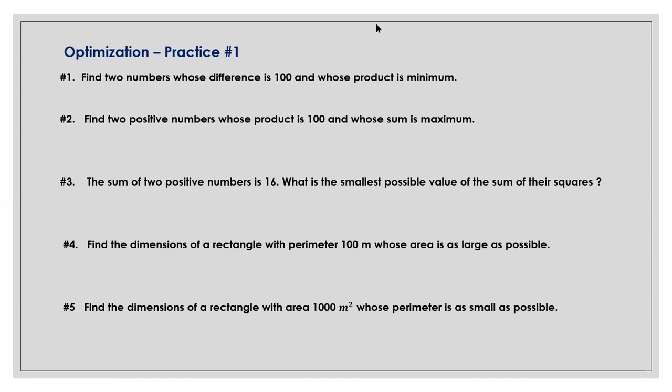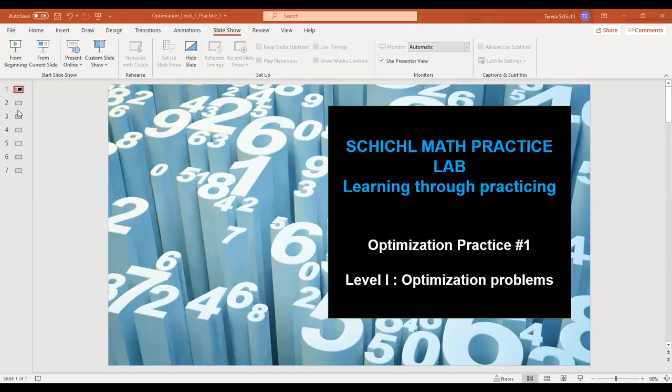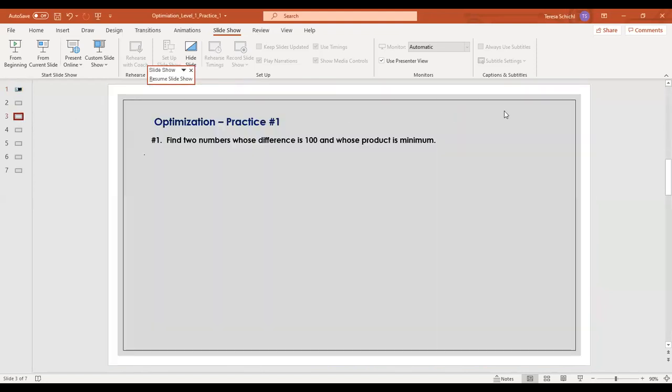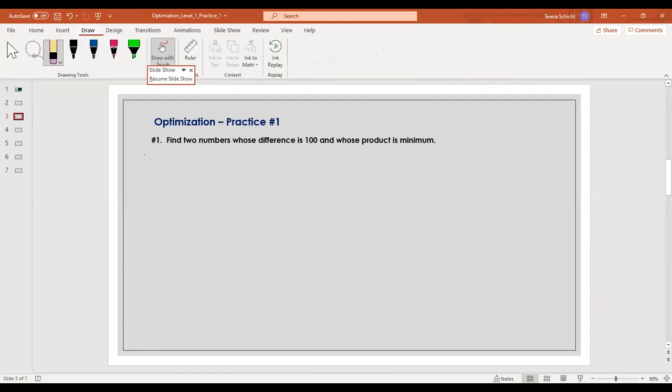Okay, so now let's go ahead and go to our worksheets here. All right, so now let's start with our first one. In this one, we say: find the two numbers whose difference is 100 and whose product is minimum.